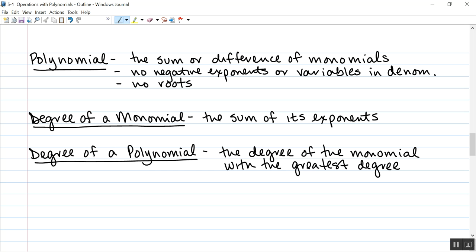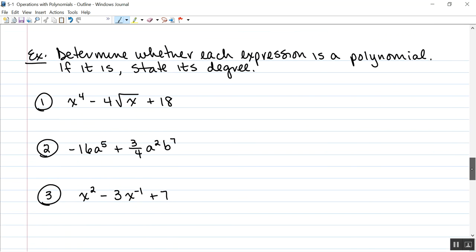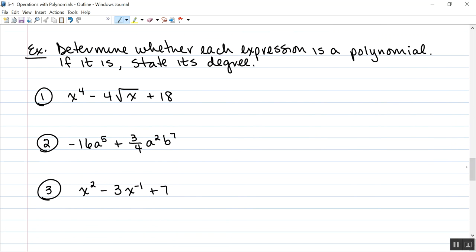So just add up the exponents of each monomial. The degree of the whole polynomial is the degree of the monomial that has the greatest degree. Let's take a look at a couple examples. Determine whether each expression is a polynomial, and if it is, state its degree.